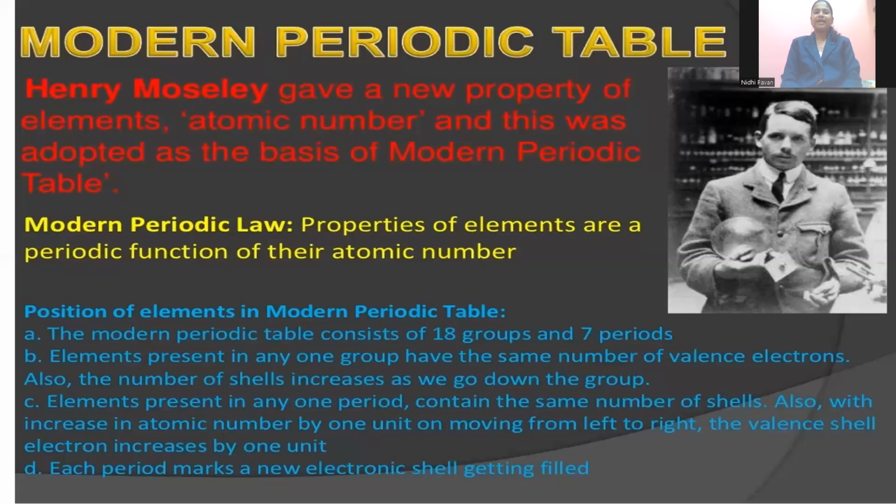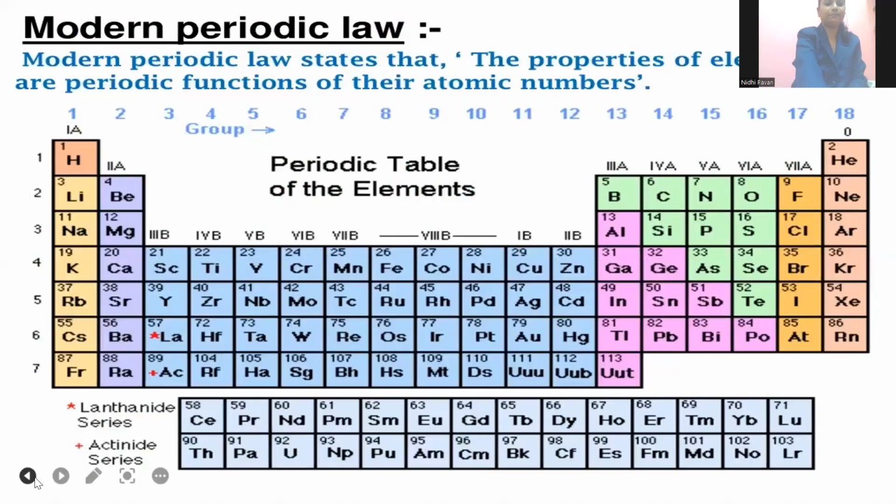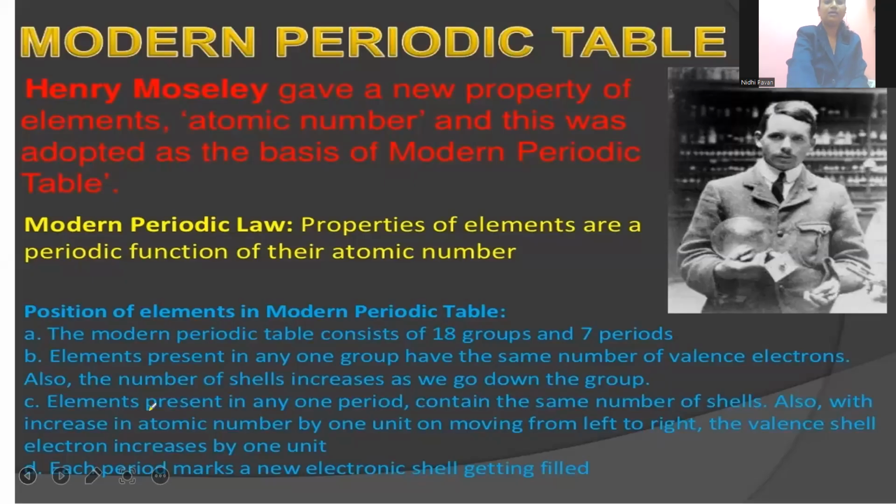A scientist named Henry Moseley gave a new property for an element, which is called atomic number. What do you mean by atomic number? Atomic number is nothing but the number of protons or the number of electrons present. On the basis of atomic number, he designed the periodic table.